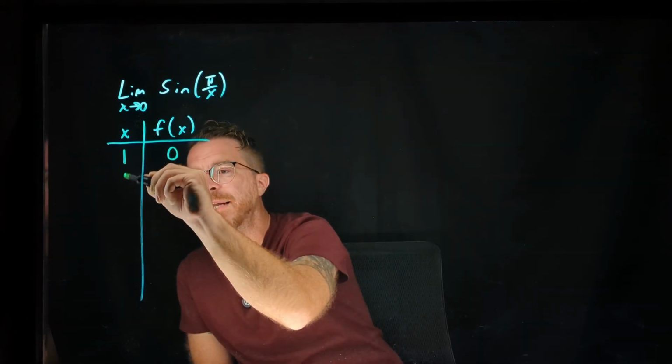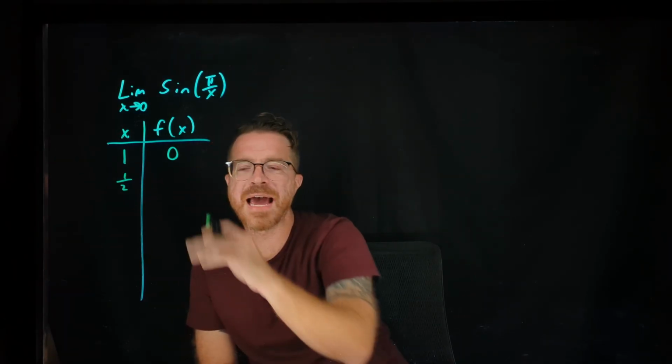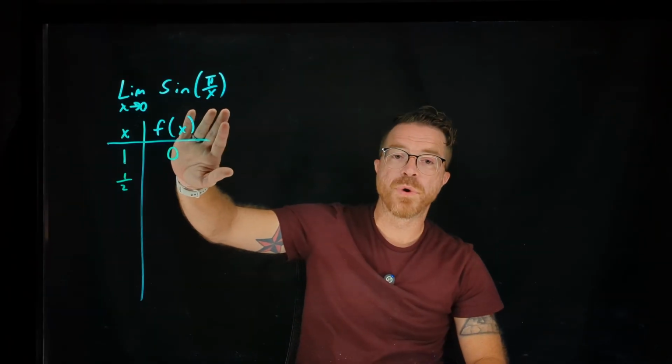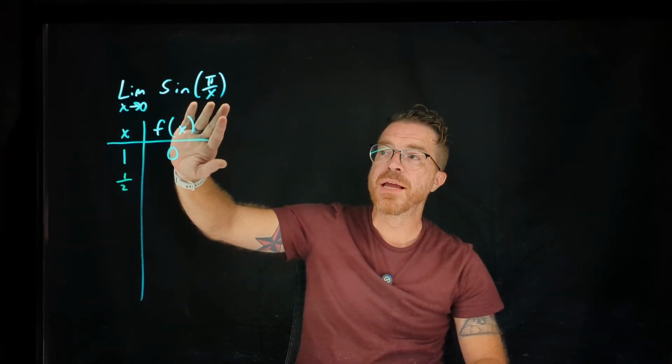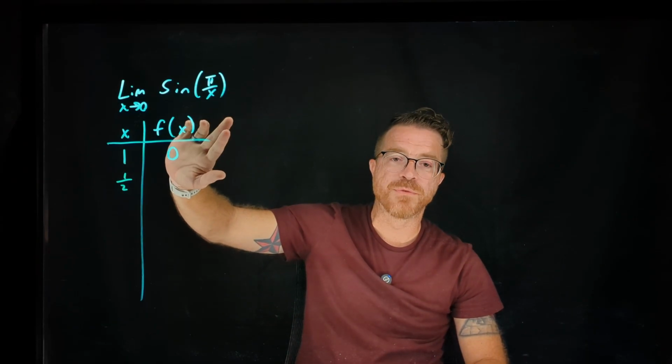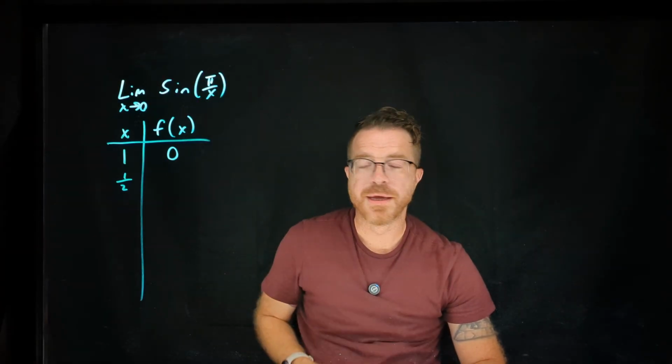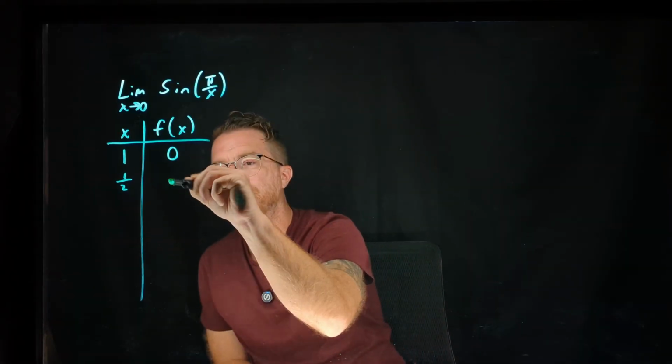Now let's say that instead I decided to do 1/2. I'm going to take half the distance from that. Well, if I take pi over 1/2, this is the same thing as saying pi over 1 divided by 1 over 2. Using fractional division, this becomes the sine of 2 pi. Well, sine of 2 pi is equal to 0.